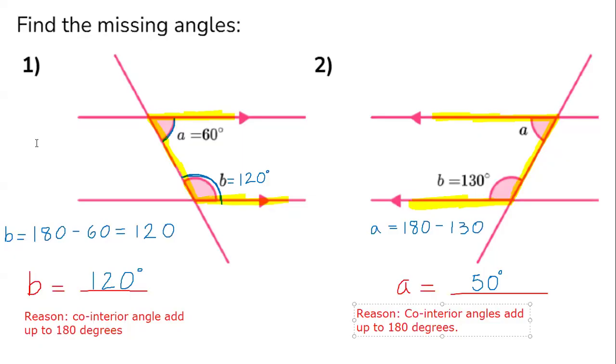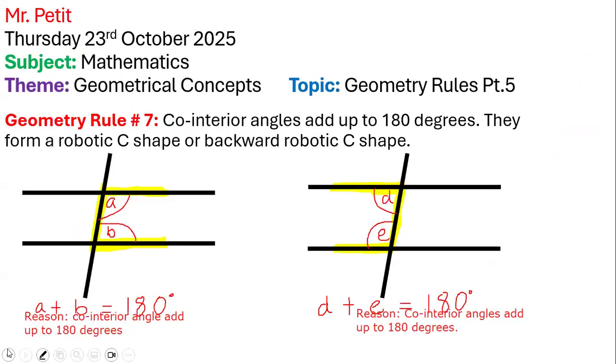So let me explain to you what we have done. Let me just give you the rule. If you look at this particular diagram, read rule 7 because I know you just joined. Co-interior angles add up to 180 degrees. Very good. They form a C shape or a backwards C shape. So that means if we have these two in the middle, they're going to add up to how much?